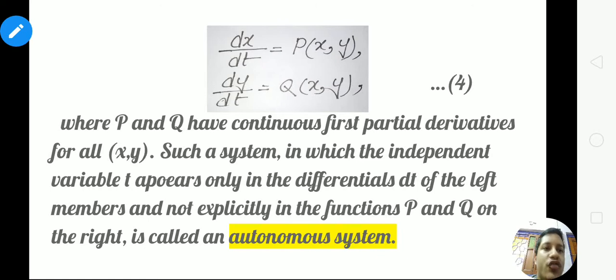have continuous first partial derivatives for all x, y. Such a system in which the independent variable t appears only in the differentials dt of the left member and not explicitly in the functions P and Q on the right is called an autonomous system.